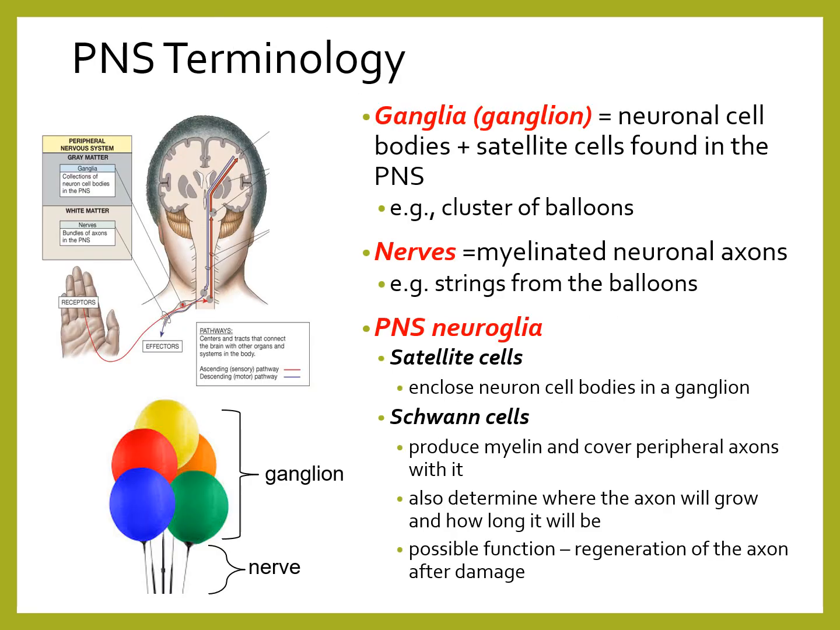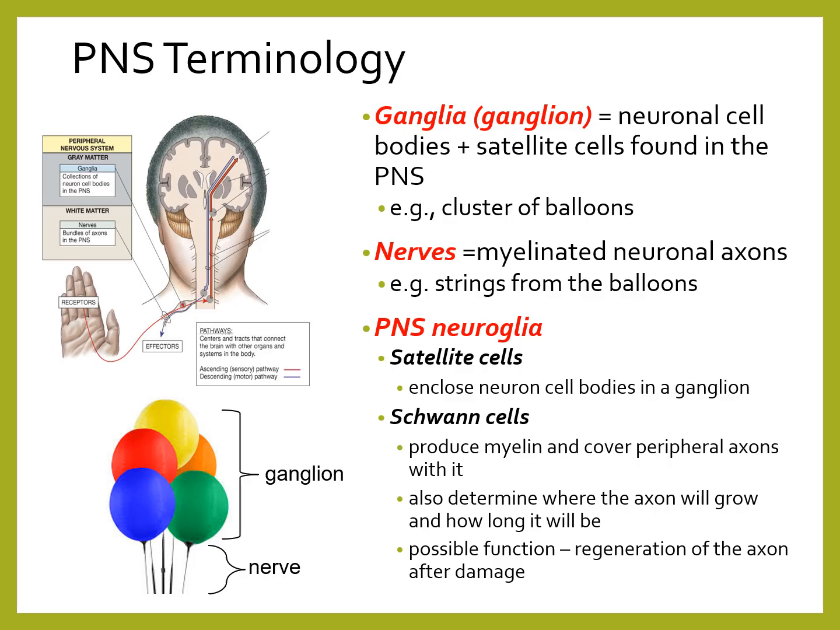Before we move on, I want to review some terminology that you'll find associated with the peripheral nervous system. And that terminology is going to be ganglia and nerves. A ganglia, plural, or ganglion, singular, is a cluster of neuronal cell bodies and their associated satellite cells that we find in the peripheral nervous system. Think of it as a cluster of balloons.